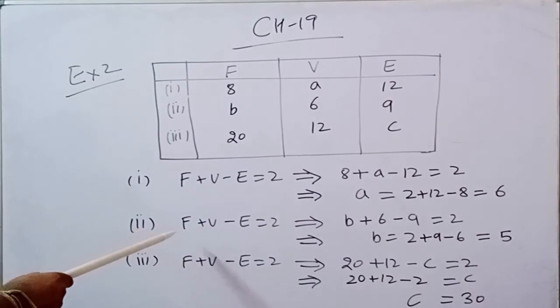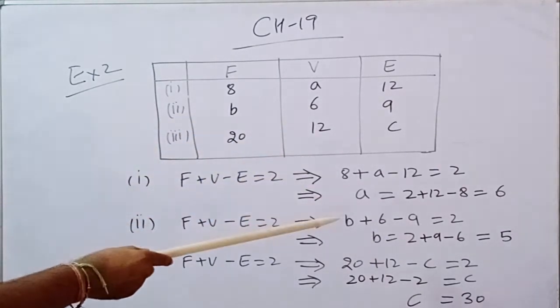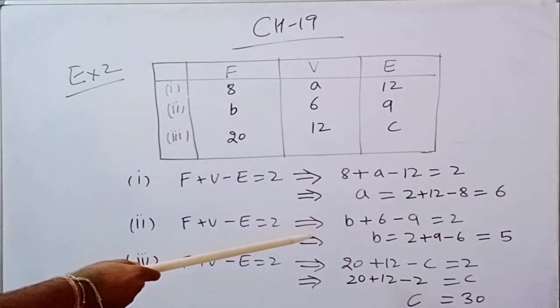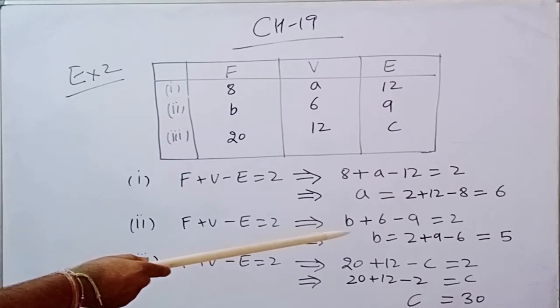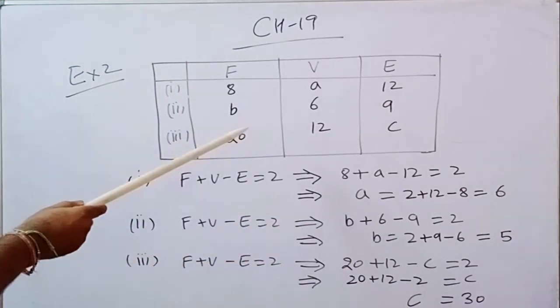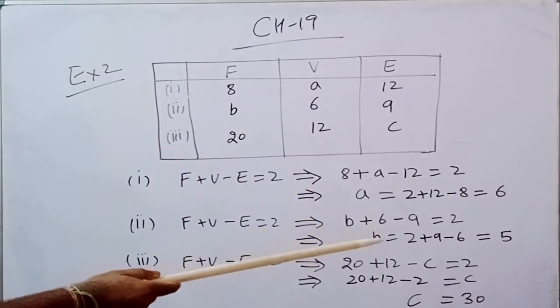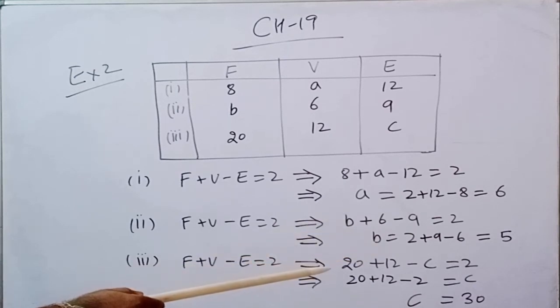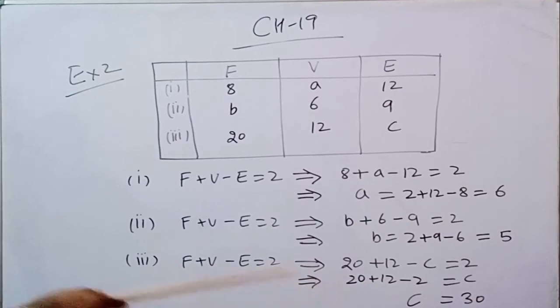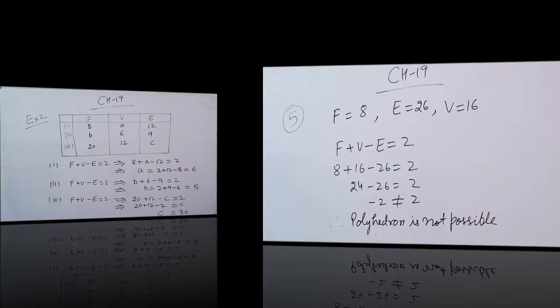Here in the second part, F plus V minus E equal to 2, the value of F is B, V is 6 and E is 9. So B plus 6 minus 9 equal to 2, and B equal to 2 plus 9 minus 6 equal to 5. Again use the formula F plus V minus E equal to 2, where I put the values: F equal to 20, V equal to 12 and E equal to C. C is negative, so C goes to the right side and the 2 comes to the left side. We subtract 2 from the sum of 20 and 12, which gives 30. So C equal to 30. In that manner you will do the sums of exercise 19.16.